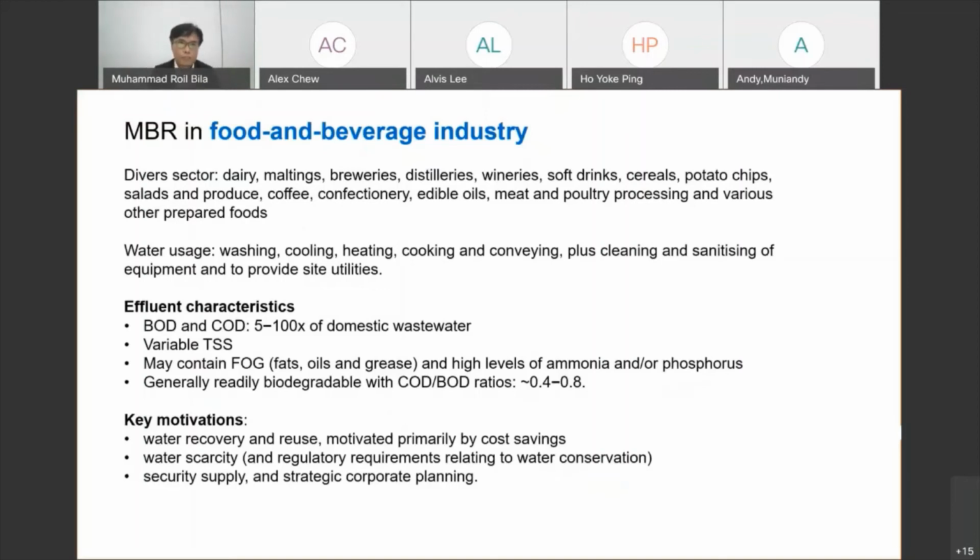So these are a summary of some of the applications of MBRs in the food and beverage industries. I'll go quickly into this one. You can read the detail in my slide. But the thing is, each industry has different characteristics. They have a very high BOD and COD with variable TSS. Sometimes when you treat wastewater from the food and beverage industry, you also have fat, oil, and grease content. Also, you can have a high level of ammonia and phosphorus.